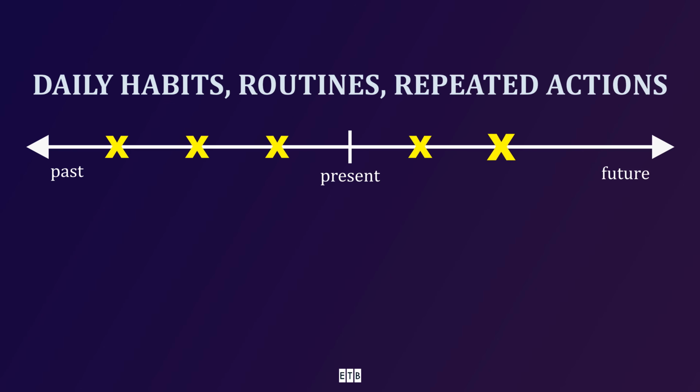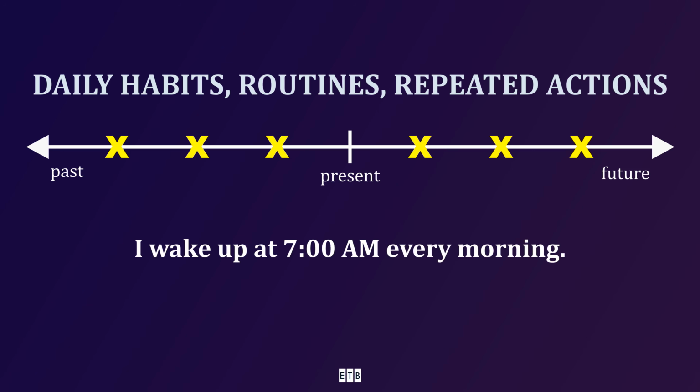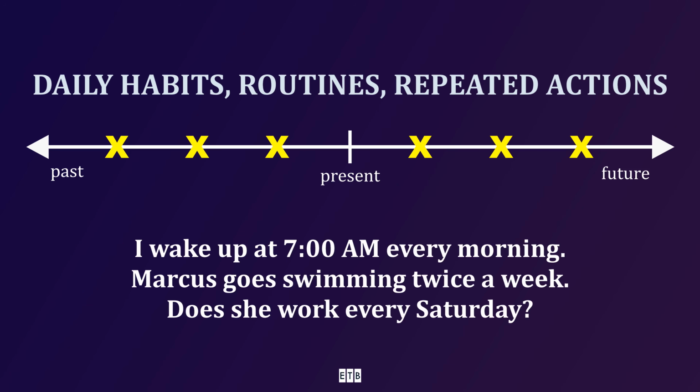We use present simple for things we do regularly, daily habits, routines, repeated actions. For example, I wake up at 7 a.m. every morning. Marcus goes swimming twice a week. Does she work every Saturday?